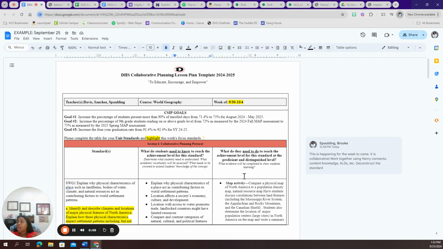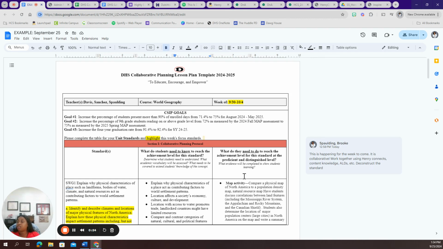Today, we are looking at our new collaborative planning and lesson plan template. What you have noticed so far is that everything is all in one, so there's not two separate documents. When you're having your collaborative planning meetings, we want those times to be intentional and to really talk about the data and looking forward to the next week.